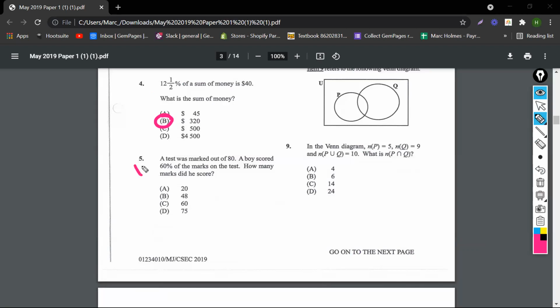Let's do number 5 now. It says a test was marked out of 80 and a boy scored 60% of the marks on the test. How many marks did he score? So 60% multiplied by the 80 marks. This is really easy. This 0 cancels this 0 and this 0 cancels that 0. 6 times 8 is 48. So you got 48 marks. So that answer is B. Easy. Anybody have any issues with this one?